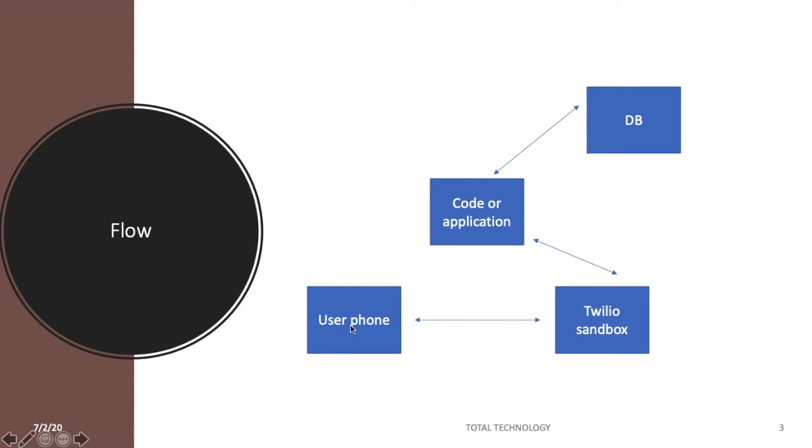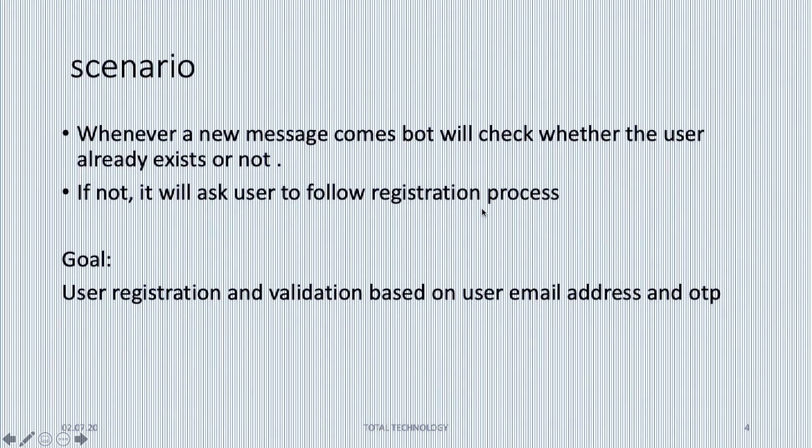So this is the user's phone. The user will send a message to the sandbox, the Twilio number, and the Twilio number will interact with your code and application, which right now will be hosted on my local machine. I'll use ngrok to expose my local address as a public host, so it can be accessed from the public-facing internet, and after that it will go back and forth with the database.